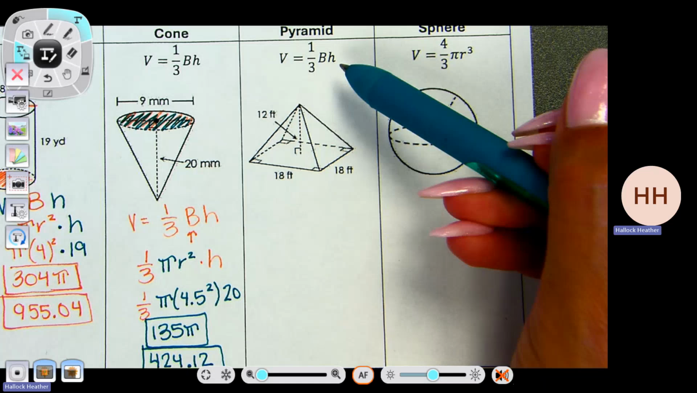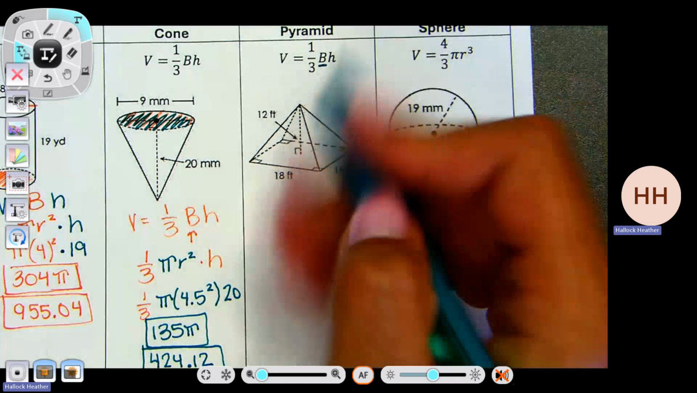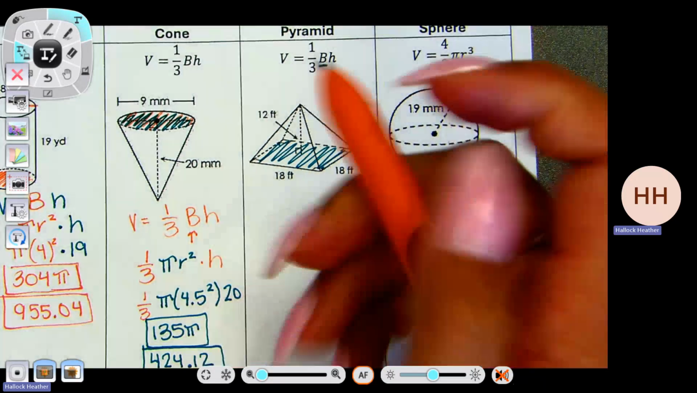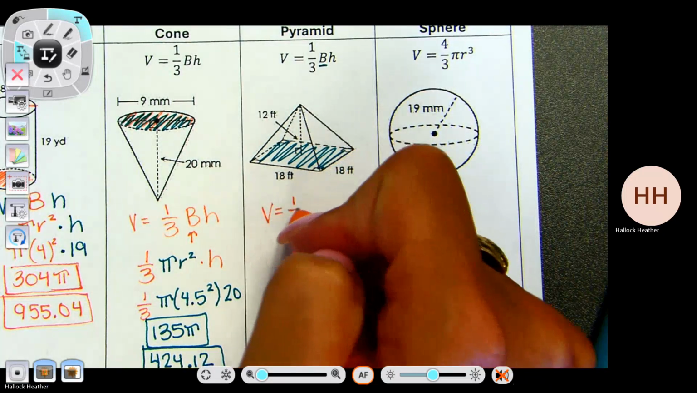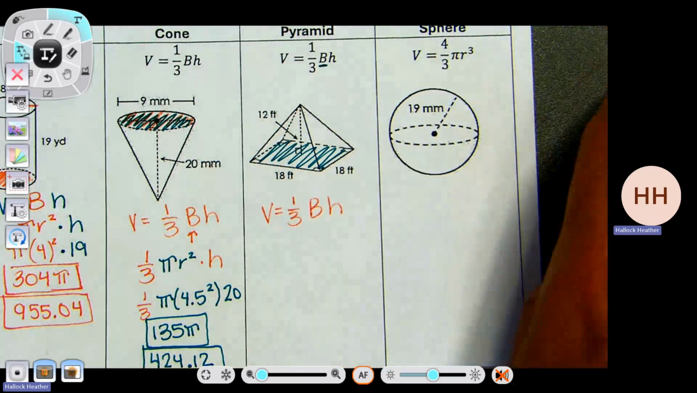Okay, we have 1/3 big BH. Big B is not a circle anymore. Big B is what shape? A square. So we're replacing it with a square. So what's my formula for a square? Base times height, or length times width. I'm gonna put it as length times width, but it's the same thing.